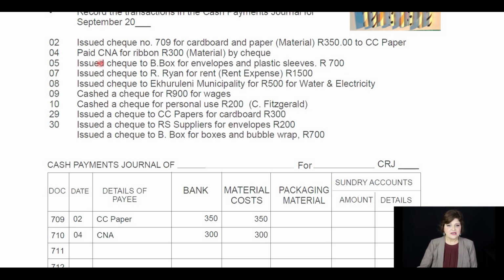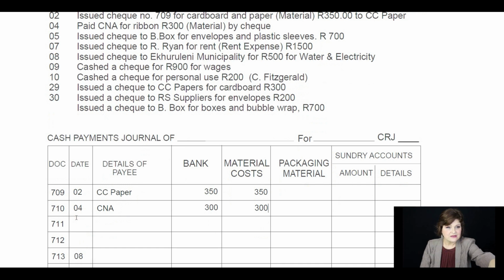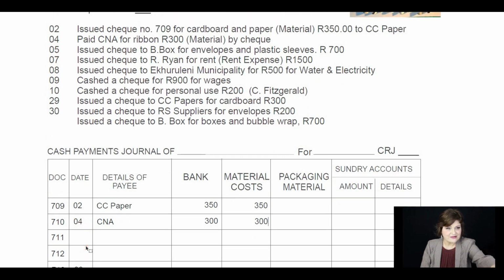All right, so let's have a look. Issued a check to B-Box for envelopes and plastic sleeves. We've allocated that to material costs as well because she's manufacturing cards, and that is what is needed to make her product complete. So the date is the 5th. Let's write the 5th together. The check number, the next one, is 711. It is issued to B-Box for the amount of 700 Rand, and that is what comes out of our bank account, and the other account that is affected will be your material costs again, 700 Rand.